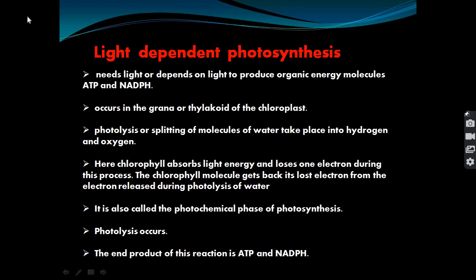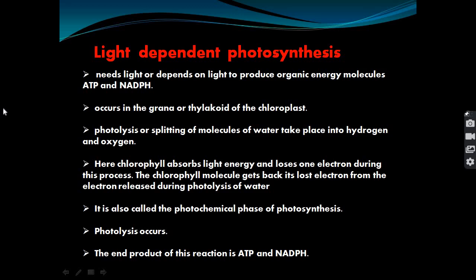As the name itself says, light dependent photosynthesis mainly requires light, or depends on light, to produce the energy molecules ATP and NADPH. Where does this actually occur? It occurs in the grana or thylakoid of the chloroplast.